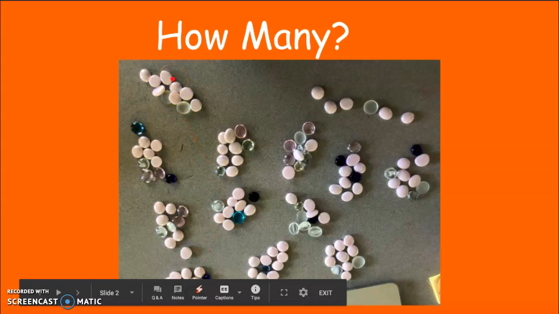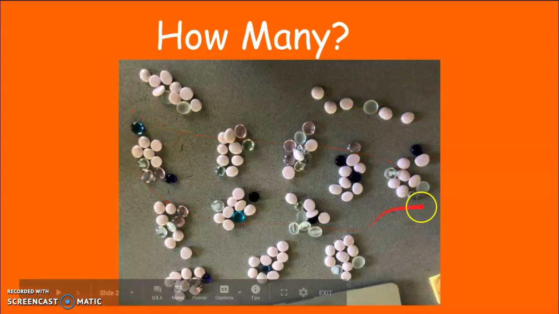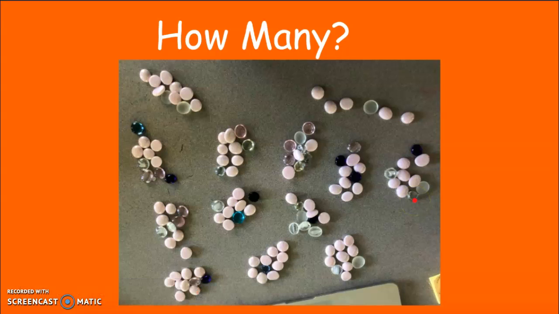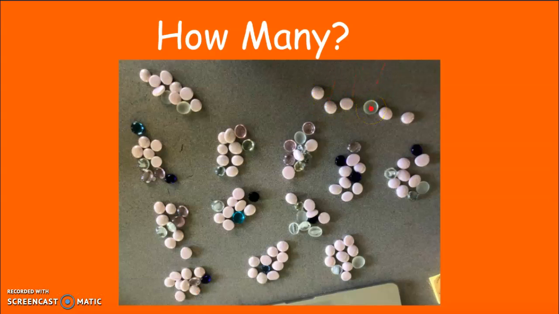So let's count by tens and figure out how many that is. 10, 20, 30, 40. Now count with me. 50, 60, what's next? 70, 80, 90, 100, 110, and 120. Whoa, that's a lot. 120. But is that how many we had? No, we can't forget about the leftover ones, right? So we have 120. We can count up from 120 to figure out how many we have in total. So 120, 121, 122, 123, 124, 125, and 126.